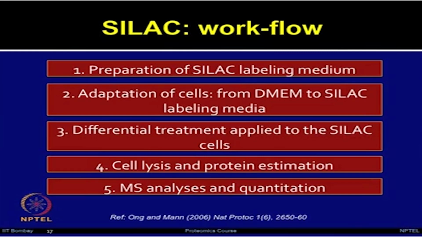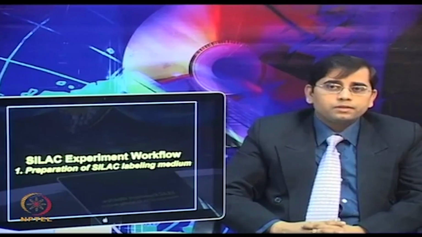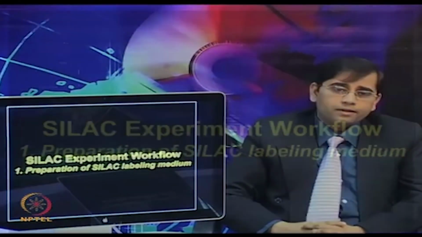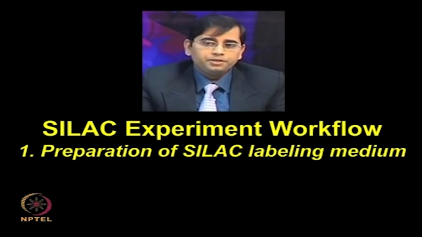First step is preparation of SILAC labeling medium. Second, adaptation of cells from the normal DMEM medium to SILAC labeling media. Third, the differential treatment application to the SILAC cells. Fourth, cell lysis and protein estimation. Fifth, MS analysis and quantification. So, let us look at the workflow stepwise. The first point, the preparation of SILAC labeling medium.